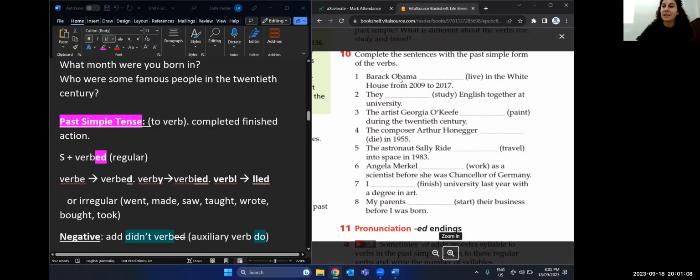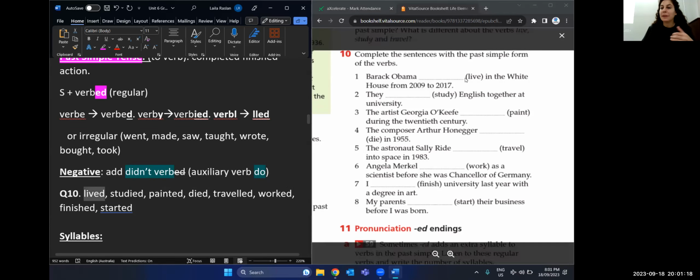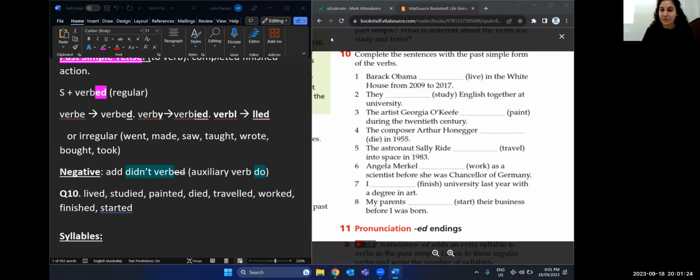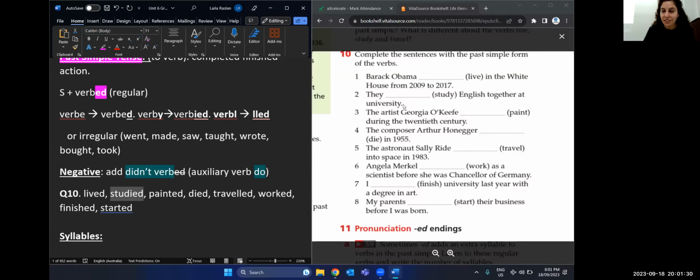Barack Obama. So remember this verb ends in an E. So all we have to do is add a D. So lived. Yeah, lived. So Barack Obama lived in the White House from 2009 to 2017. They studied English together at university.